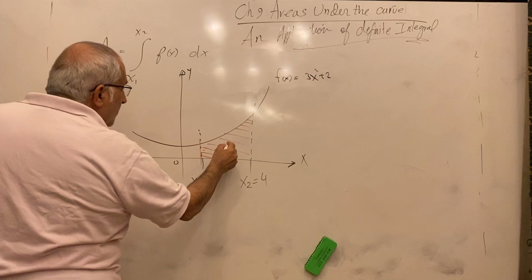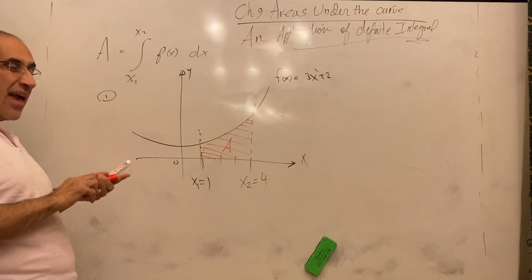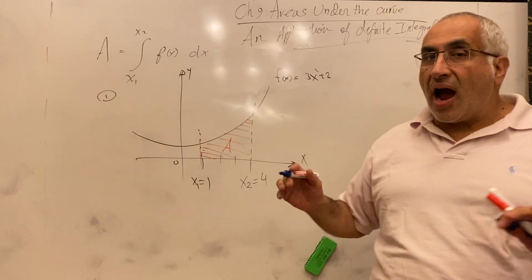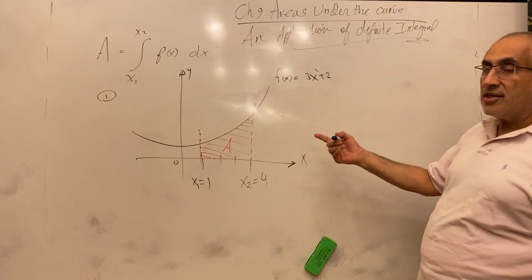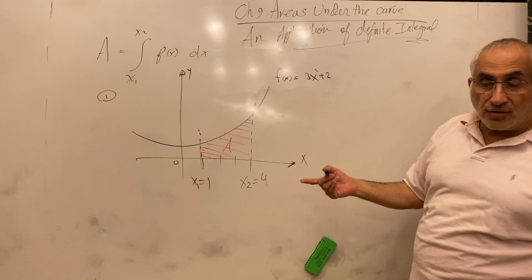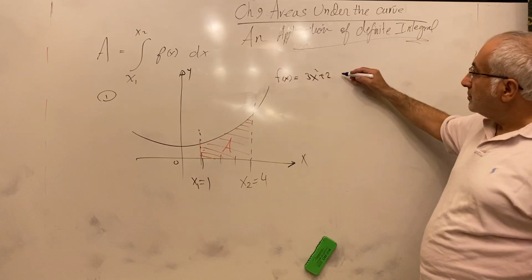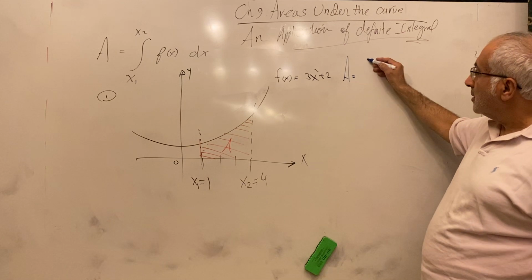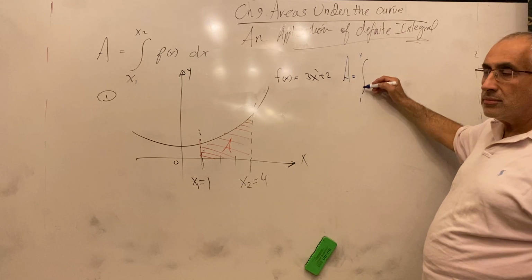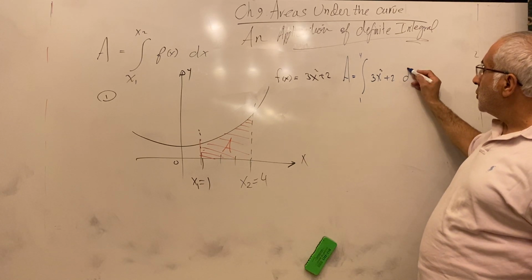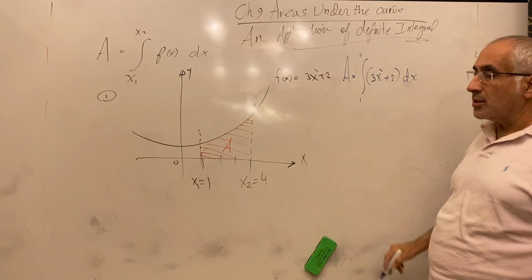How can I find this area? How can I find the exact answer? It's impossible to find the area by using another technique. It's not a square, it's not a triangle, it's not a half circle. Okay, so let's apply that rule. Area equals the integration from 1 to 4. And the function I have 3x squared plus 2. And I'm going to integrate this with respect to x.